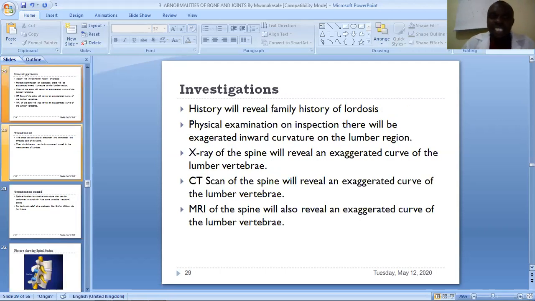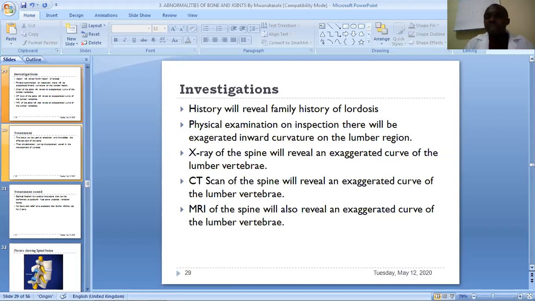What are the investigations done on someone with lordosis? History will reveal family history of lordosis, or maybe there can be revelation of some trauma that took place if it is traumatic. If it was congenital, then someone will mention that actually I was born with this abnormality. Physical examination, specifically on inspection, there will be exaggerated inward curvature of the lumbar vertebrae or lumbar region. Sometimes on palpation, if it was traumatic, there will be some tenderness over the lumbar region.